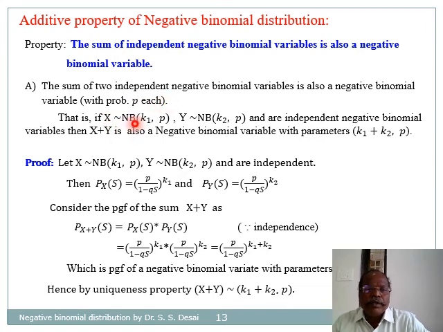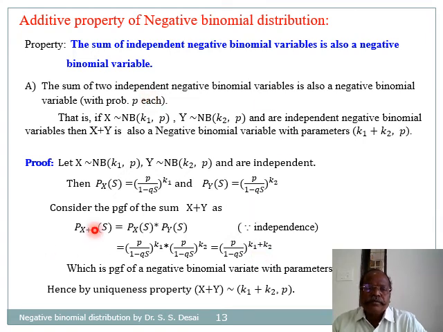That is, if X follows NBD(k1, p) and Y follows NBD(k2, p) and are independent, then X plus Y follows NBD with parameters k1 plus k2, p. So for the proof, we consider X and Y as two independent negative binomial variables with parameters k1, p and k2, p respectively, where their PGFs are given by P_X(s) is equal to P divided by 1 minus Qs raised to k1, and P_Y(s) is equal to P divided by 1 minus Qs raised to k2.